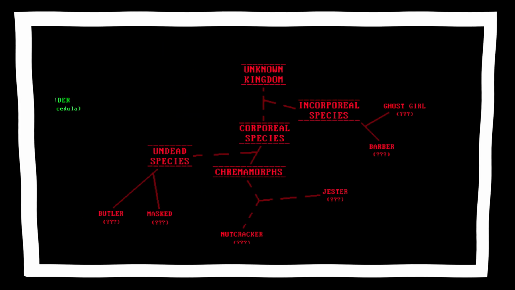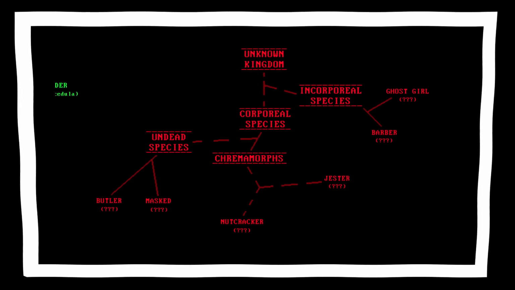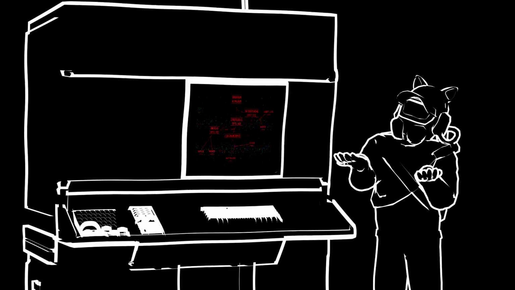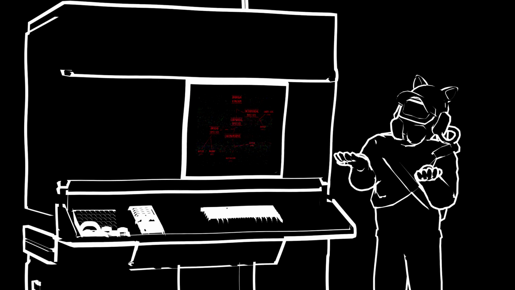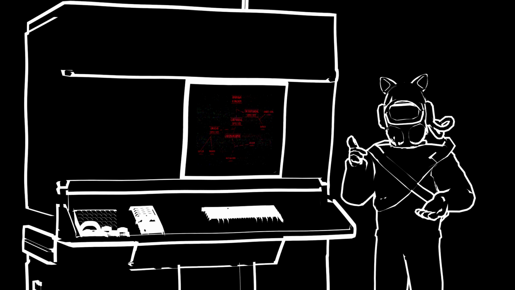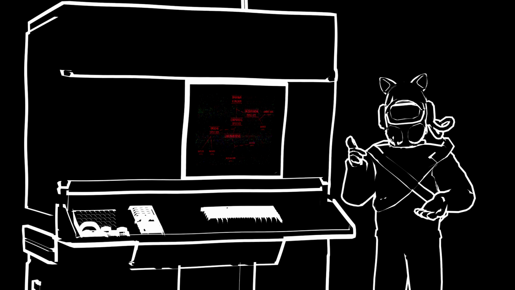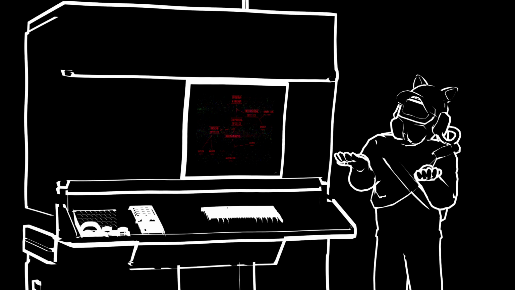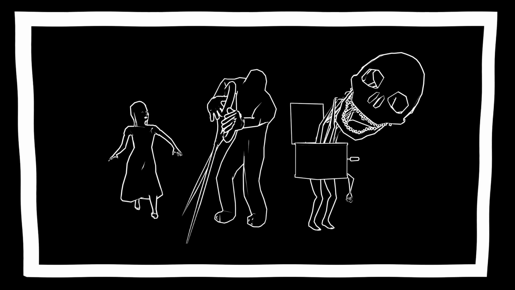This last tree, which is red, represents things that are incorporeal or dubiously supernatural to some extent, and might not be rooted in real-world biology, but rather something else. This includes the ghost girl, the barber, jester, things like that.